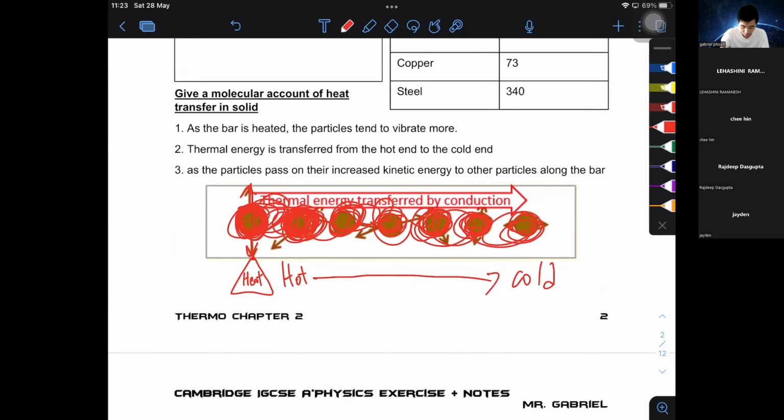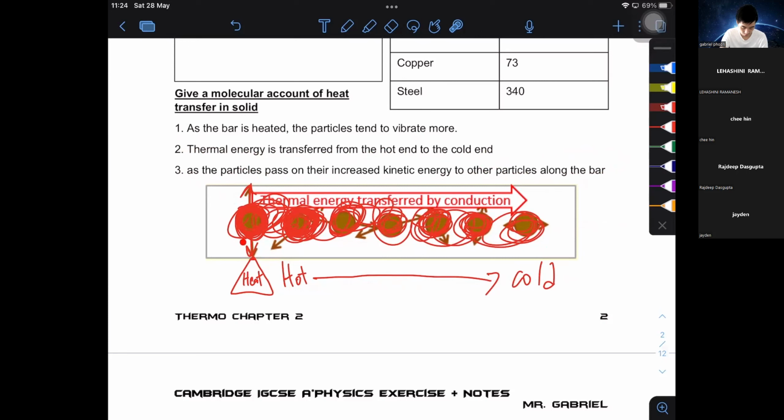So this is the concept of how conduction occurs in a solid. It is usually through the vibration of the molecules passing energy to one another. If you look at these statements here, as the bar is heated, the particles tend to vibrate more. As you heat it up here, this will vibrate even more. Thermal energy is transferred from the hot end to the cold end. It will always go from the hot end to the cold end here, as the particles pass on their increased kinetic energy to other particles along the bar.